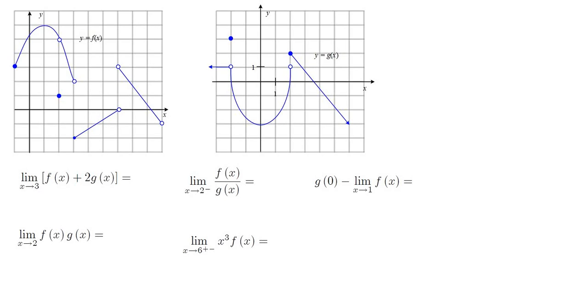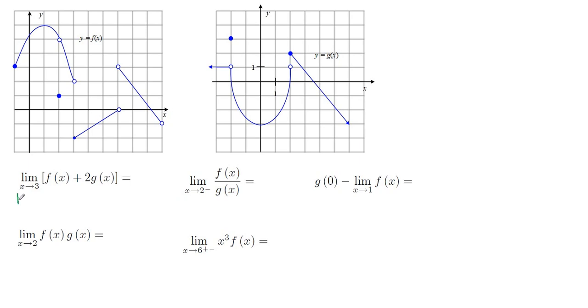This is an example like 1.6 problem 3 in the WebAssign. Here we're given a graph for f of x and a graph for g of x, and we want to evaluate some limits here. So here we've got the limit of f of x plus 2g of x.